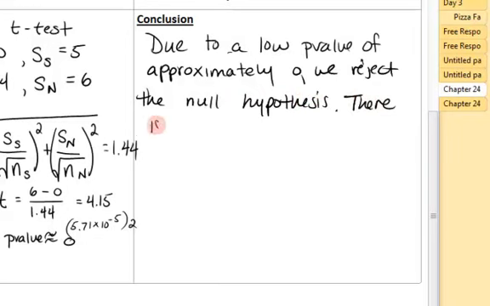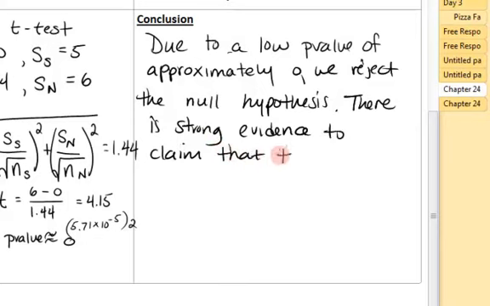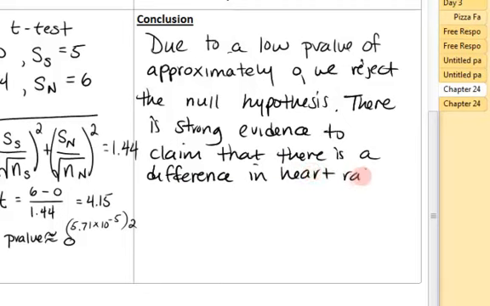There is strong evidence to claim, and this is where we make our comment on the alternative. So no matter what you decide, you're always commenting on the alternative. In this case, because we rejected, we get to say that there's strong evidence to claim that the alternative hypothesis is true. There's strong evidence to claim that there is a difference in the heart rates of smokers and non-smokers.